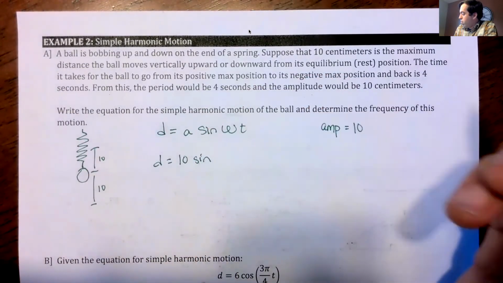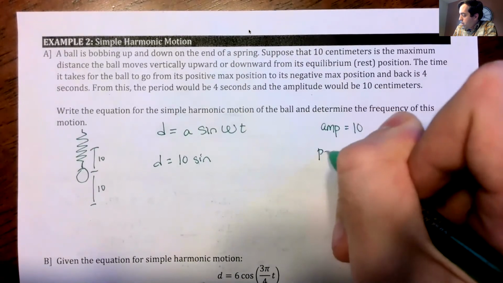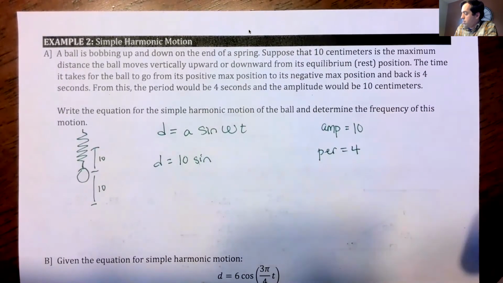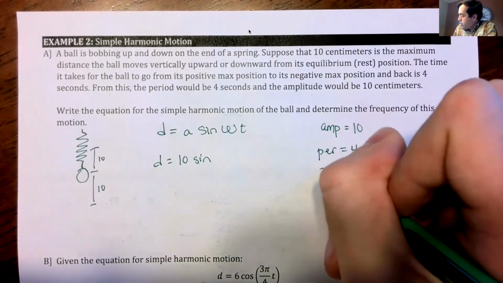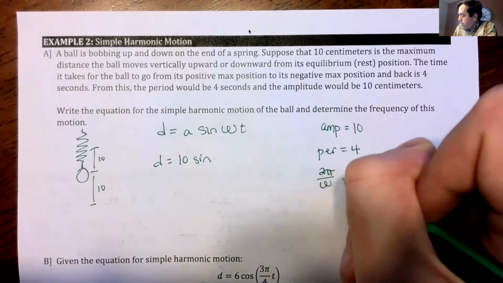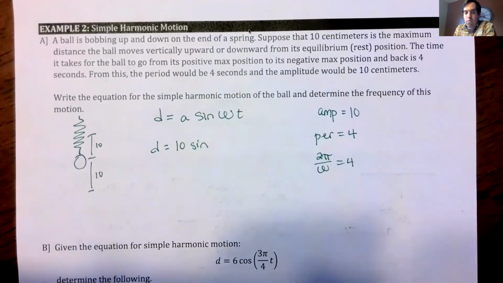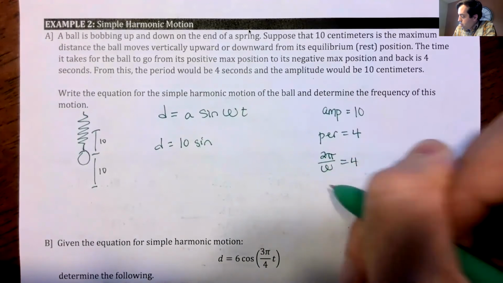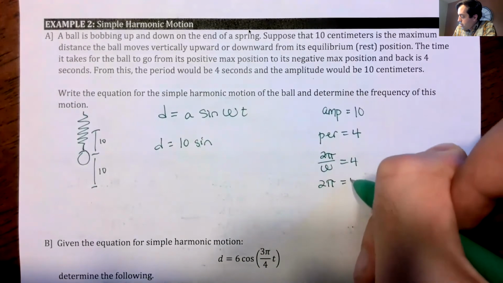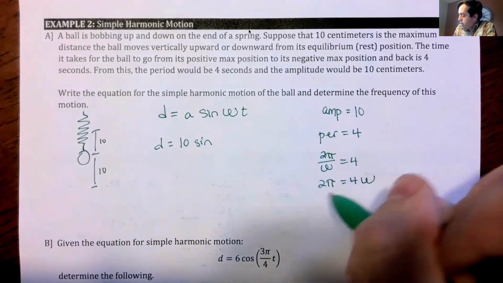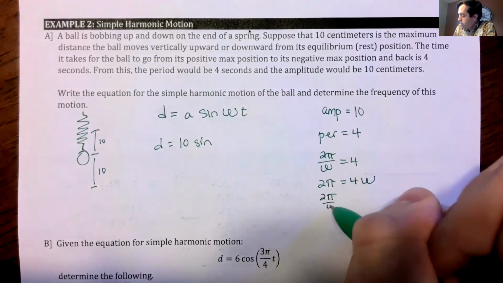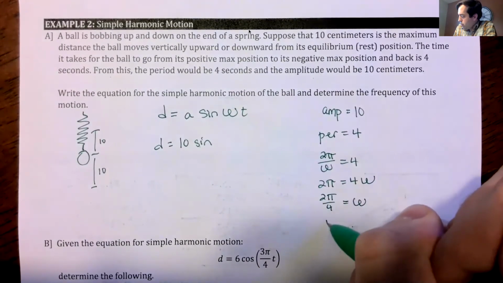And we still have to find omega. So we know that the period is 4 seconds, and that is equal to 2 pi over omega. So we have to solve this for omega. I'm going to multiply the omega to the other side and then divide by the 4. So we have 2 pi over 4, which is just pi over 2.